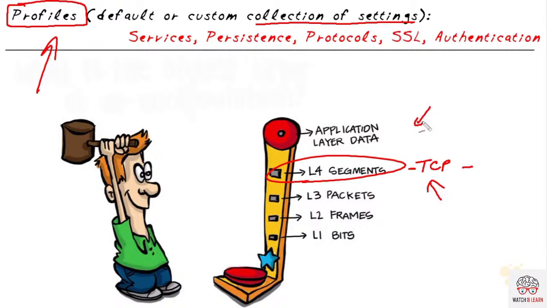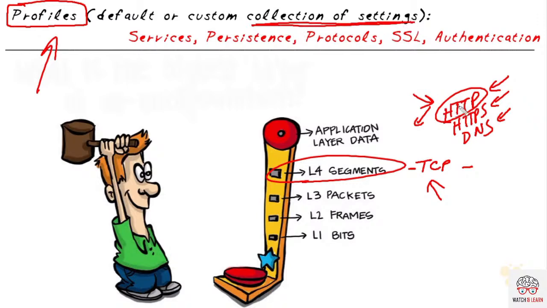And at the application layer, we have tons and tons of services, including the very common HTTP and HTTPS and DNS, and lots of other services. And what we could also do is create custom profiles for each of those types of applications. And then once again, if we need to apply that profile, we simply apply that profile, for example, for HTTP to our virtual server, and poof, that collection of settings for HTTP is now applied to that virtual server.